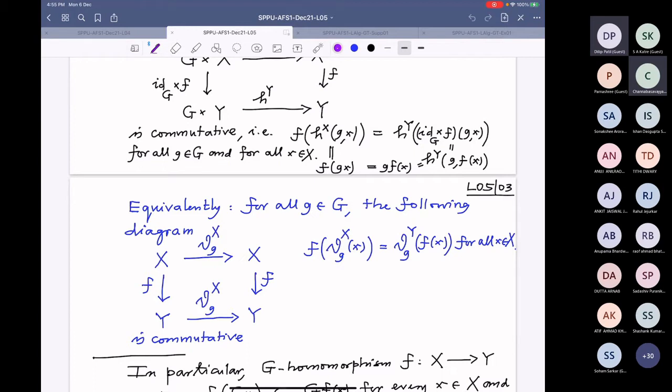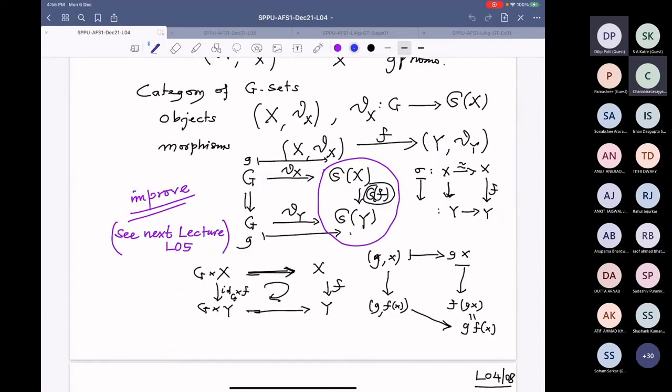And this diagram is commutative, means when you go from x, then apply theta g of x, you get another element in X, then apply f. Or you apply f to that x, so you get f(x), and then apply theta g. And as I notice now, here this is not x, this is y. Such writing mistakes might have occurred, so please check if I have made some writing error.